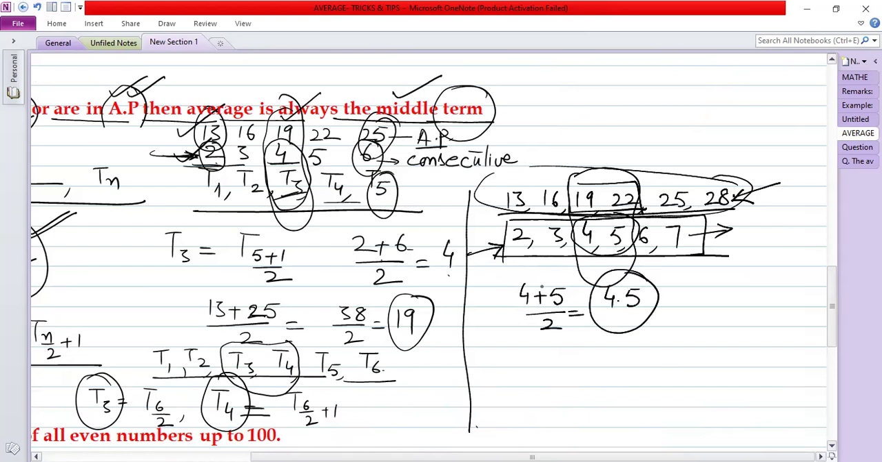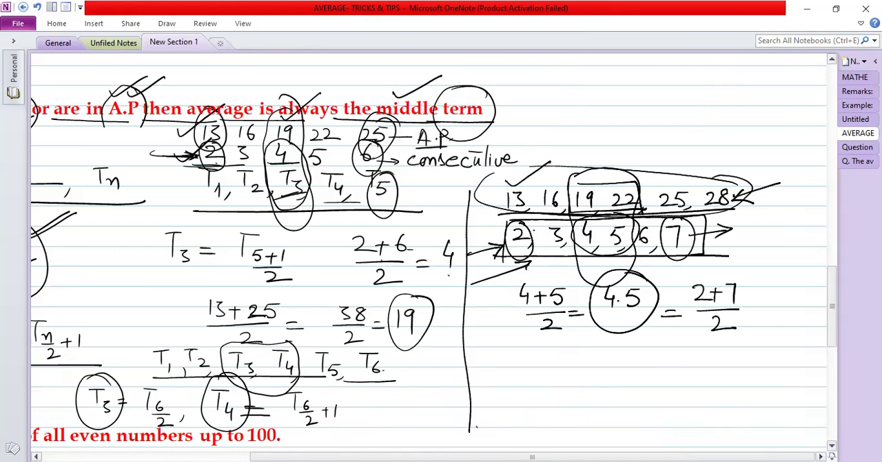Okay. And this we can verify from the other formula: 2 plus 7, that is 9, 2 plus 7 divided by 2, again it is 4.5. Because even the lower series is also an AP. This is also an AP because the common difference is 1.